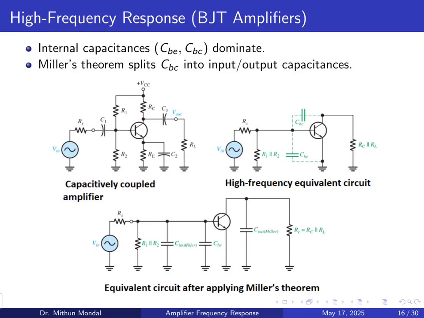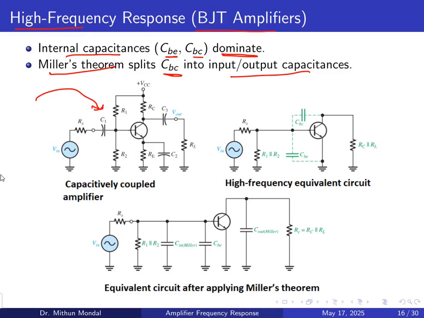Now we have discussed the low frequency. We will go with the high frequency. First we will take the BJT amplifiers. In the high frequency, the internal capacitances will be dominating as we have discussed earlier. So the base to emitter and base to collector capacitances will be dominating. We'll apply Miller's theorem as discussed to split this base to collector capacitance into input and output capacitances.